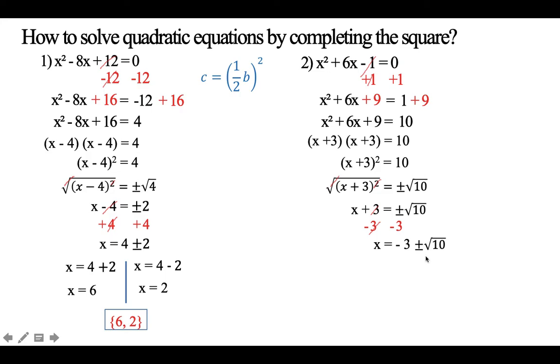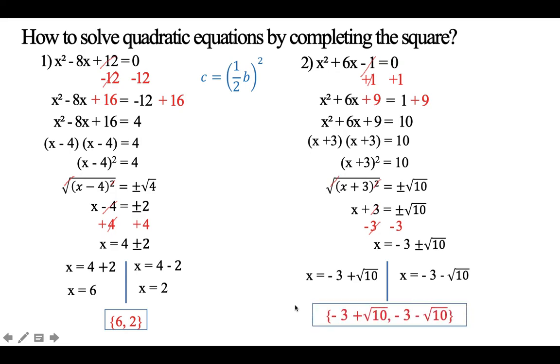We cannot add or subtract them. Why? Because this is a rational number and the other one is an irrational number. So we cannot combine them. But we can still separate them. x is equal to negative 3 plus square root of 10 because of this plus. And the other value of x is negative 3 minus square root of 10. And since we cannot simplify them anymore, that is our answer. So negative 3 plus square root of 10 or negative 3 minus square root of 10.